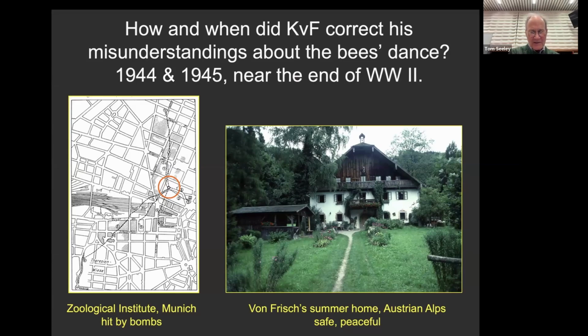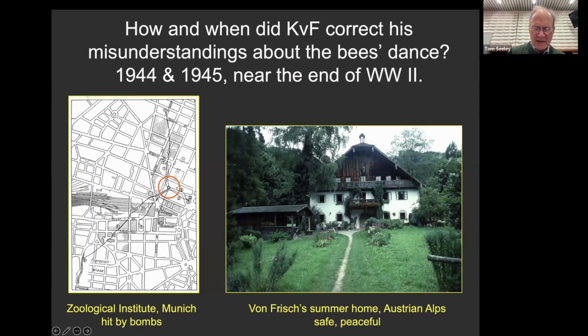And the context was, first of all, Munich was heavily bombed. By 1944 and 1945, Allied bombers were able to pretty freely fly over Germany and hit the major cities with bombs. And von Frisch's Zoological Institute, of which he was the director, was not far from the main railroad station in Munich. And so the bombers weren't perfectly precise, and a lot of bombs hit the Zoological Institute. And so by the summer of '44, he couldn't stay in Munich.